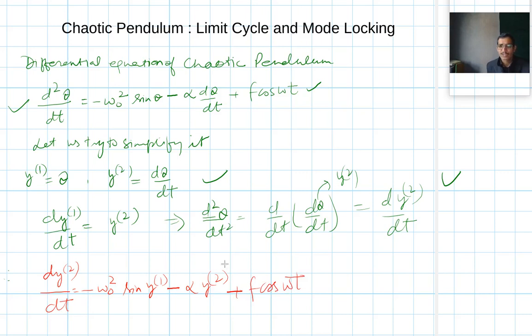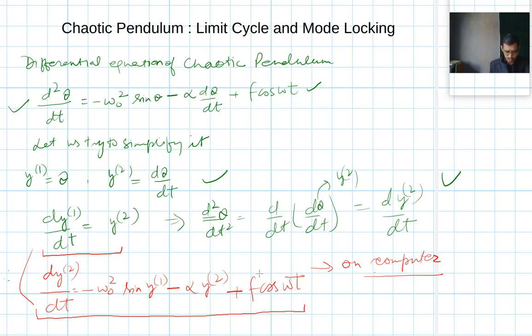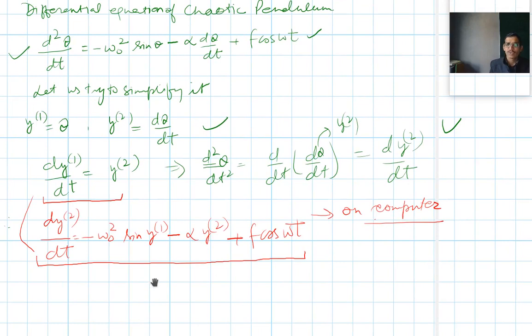This is just to make it simplified. So using these two equations, we can solve these equations on a computer. I'm not going to write down or discuss here the computer program. My objective in this lecture is to discuss the concepts of limit cycle and mode locking. So now this equation can be easily solved on a computer.